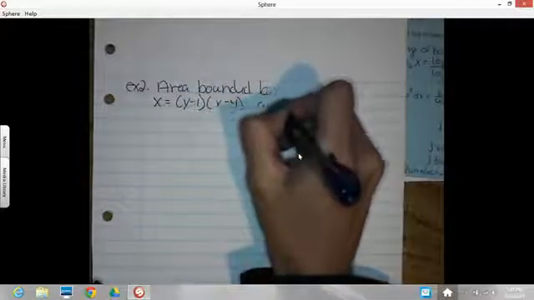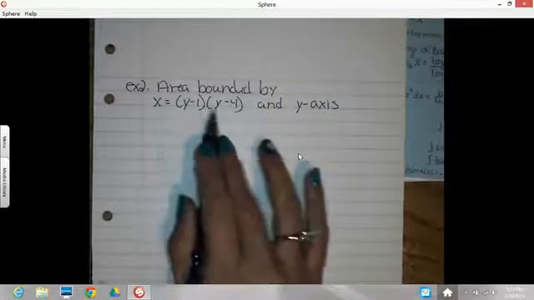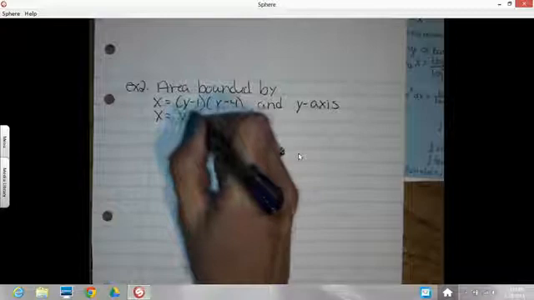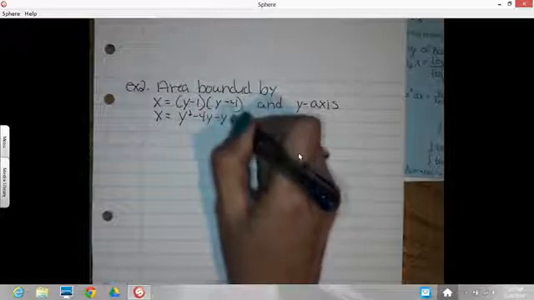Find the area bounded by x equals the quantity y minus 1 times the quantity y minus 4. And the other equation is the y-axis. Not really equation, but the other line is the y-axis. Okay, I don't know what this is yet until I FOIL it. Well, I kind of do, but I'm going to FOIL: y squared minus 4y minus 1y plus 4. Y squared minus 5y plus 4.